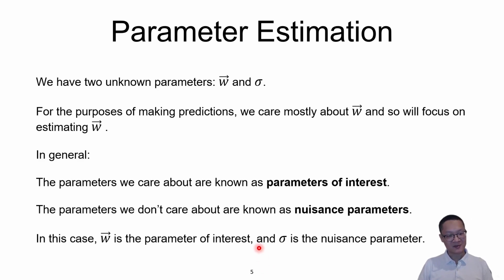In general, the parameters we care about are known as parameters of interest, and the ones that we don't care about are known as nuisance parameters. So W is the parameter of interest for us, and sigma is a nuisance parameter.